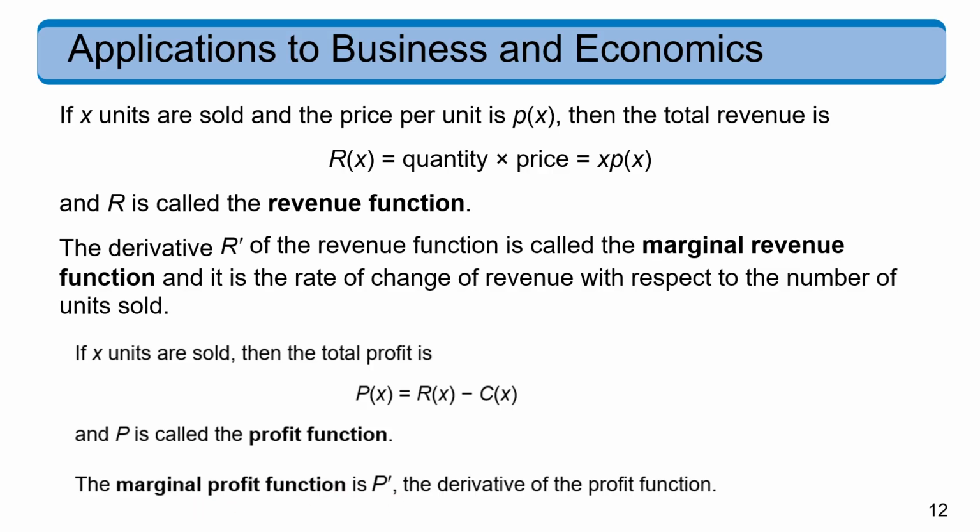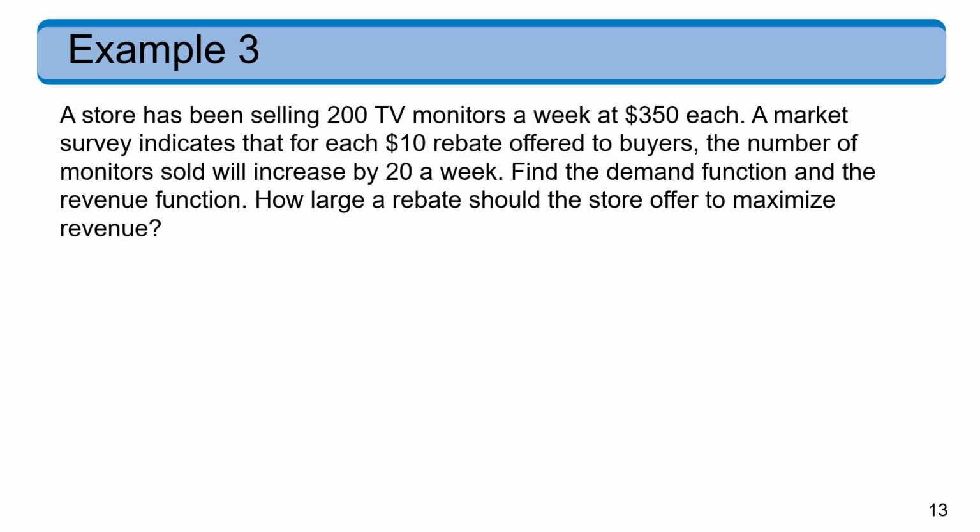So now that we have all this terminology as a background, we can do some optimization problems in business and economics. Let's read the problem for this example. A store has been selling 200 TV monitors a week and charging $350 each. A market survey indicates that for each $10 rebate offered to buyers, the number of monitors sold will increase by 20 a week. Find the demand function and the revenue function. And then answer this question: how large a rebate should the store offer to maximize revenue?